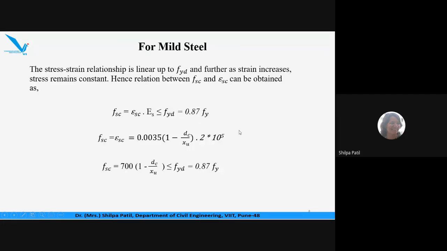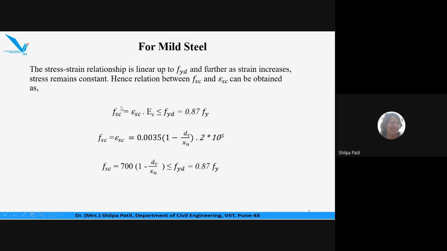And then we have made use of Hooke's law, which is applicable especially for mild steel, because in the case of mild steel the stress-strain relationship is linear up to the yield point, and beyond this yield point, when the strain increases, the stress remains constant. So we consider only the relationship of stress and strain within the elastic limit for mild steel. Hence, by considering Hooke's law, we can easily find the relation between stress and strain, whether it is in the compression zone or the tension zone. We can use the same concept.